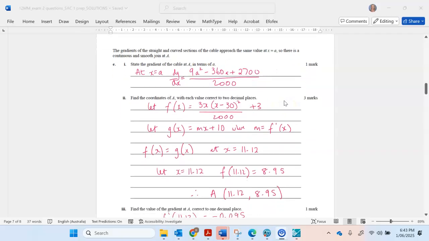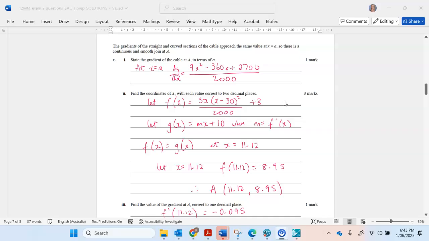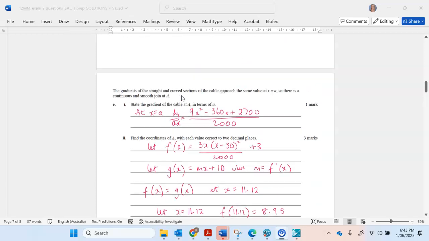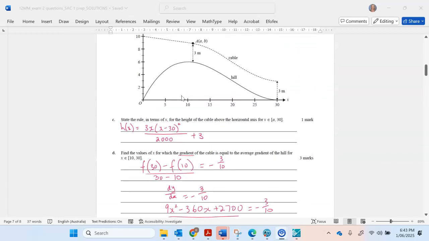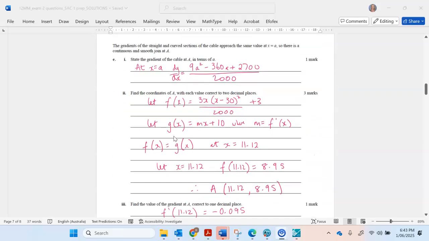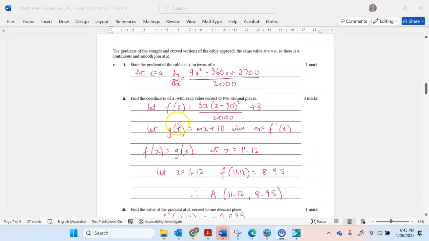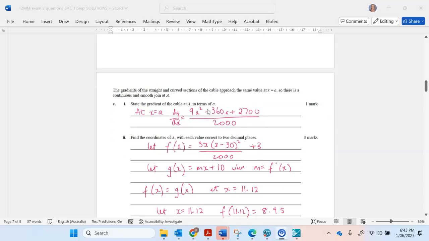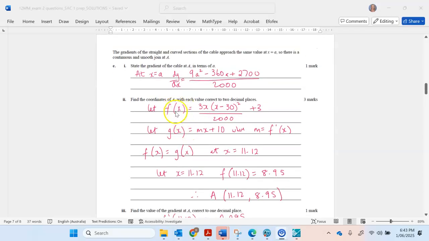All right, find the coordinates of A with each value corrected to 2 decimal places. It's worth 3 marks, so I'm just conscious I have to show a little bit of working out. They didn't use f of x or g of x, they used hx. Anyway, I just defined 2 functions.